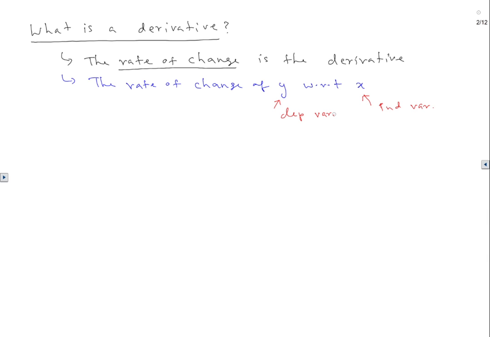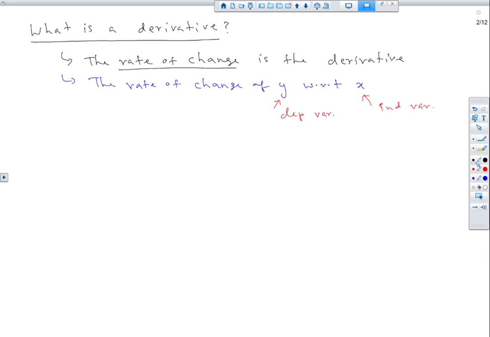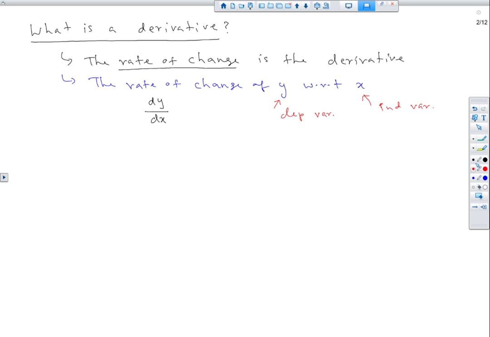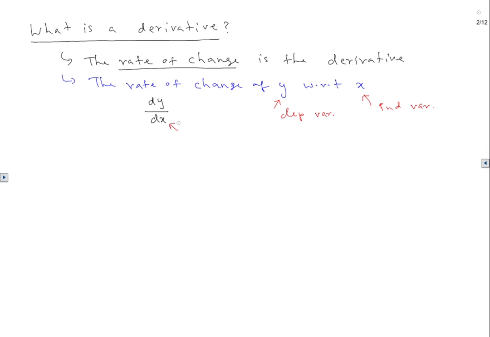We also have a notation for this. We normally write it as dy by dx, which means the order matters. We write the independent variable on the bottom and the dependent variable on top. When you write the notation, the bottom one is the independent variable and the top one is the dependent variable. Good.